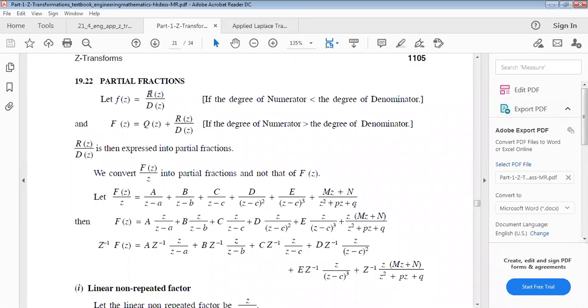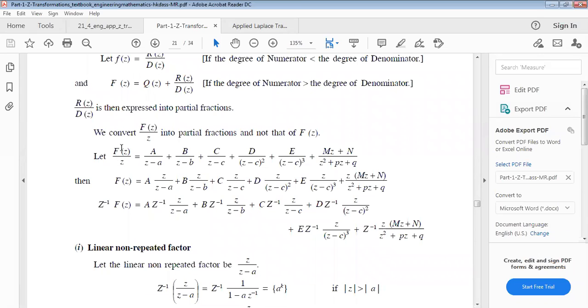Partial fractions: actually numerator and denominator. If the degree of numerator is less than the degree of denominator, then this will be this. And this fraction can be written like this if the degree of numerator is greater than the degree of denominator. That means in the fraction above, if the numerator is bigger, then we have to write like this, and if the denominator is greater, then we can write in this way. This is actually partial fractions.